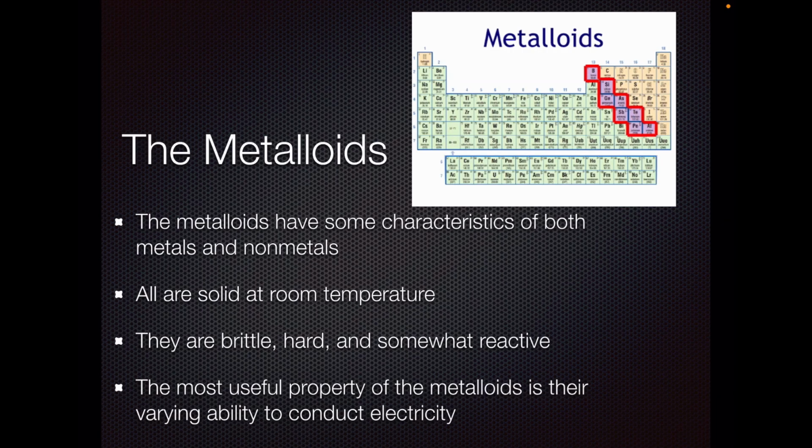So the metalloids have some characteristics of both nonmetals and metals. So when you're looking at your periodic table, the metalloids essentially fall above and below that bold line on that stair step. They're all solid at room temperature. They tend to be brittle, hard, and somewhat reactive. And their most useful property is their ability to conduct electricity.